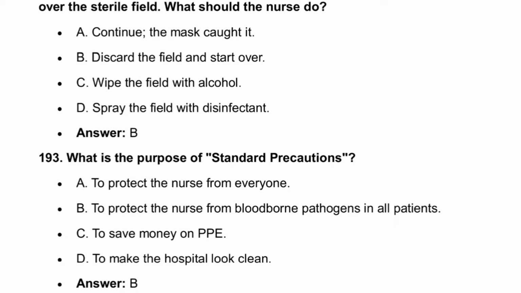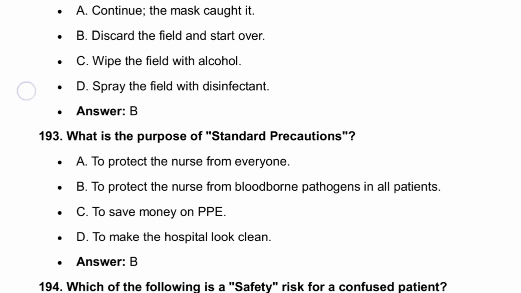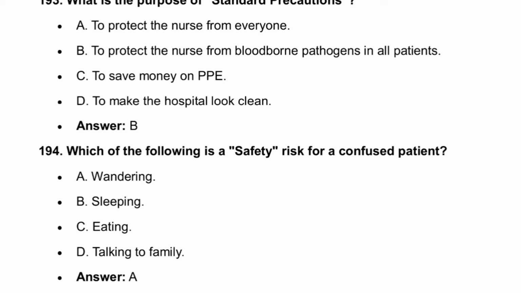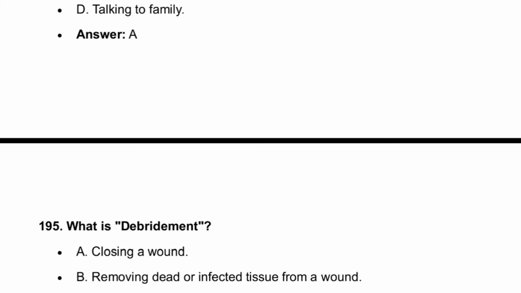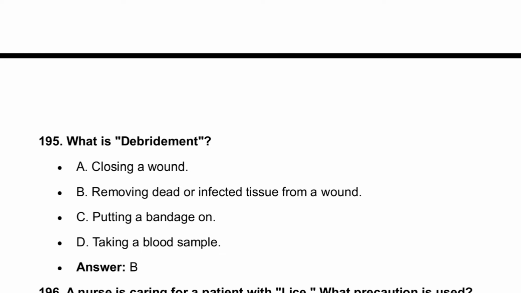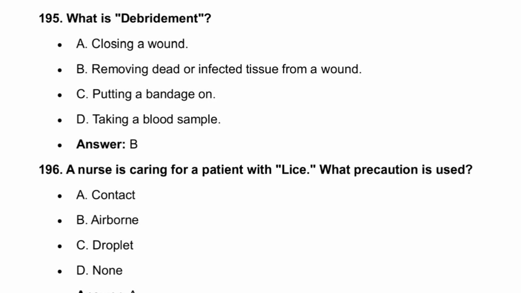What is the purpose of standard precaution? Standard precaution purpose is to protect the nurse from bloodborne pathogens in all patients. Next, which of the following is a safety risk for the confused patient? এ হচ্ছে যে wandering. ঠিক আছে, চলো নেক্সট কোশ্চেন। What is debridement? Debridement কি? B, removing the dead and infected tissue from the wound. এটাকে বলে debridement. The nurse is caring for a patient with lice. What precaution is used? এর জন্য কি হবে?